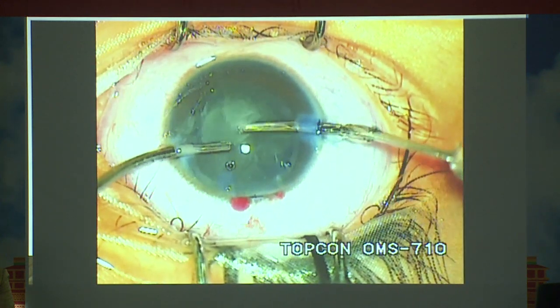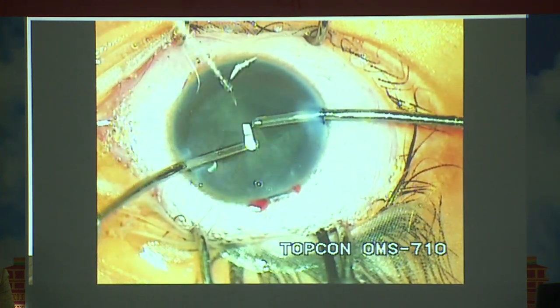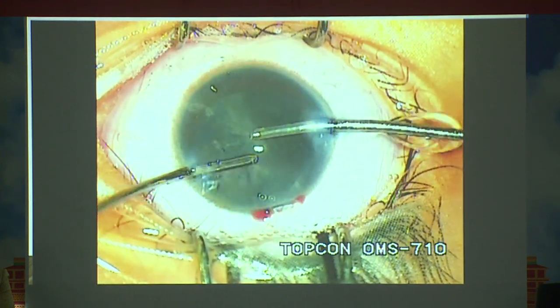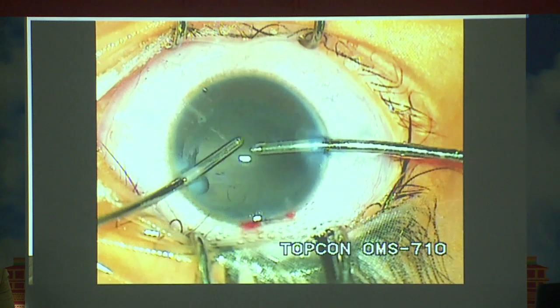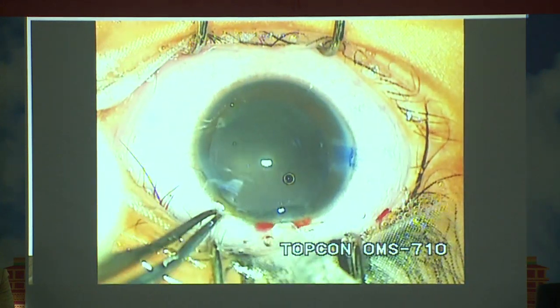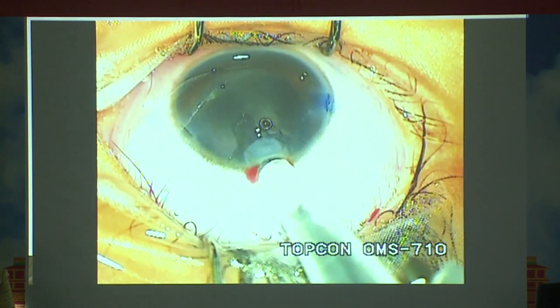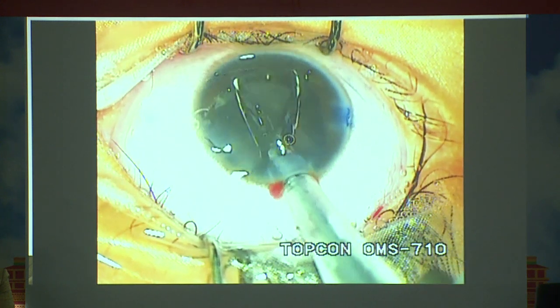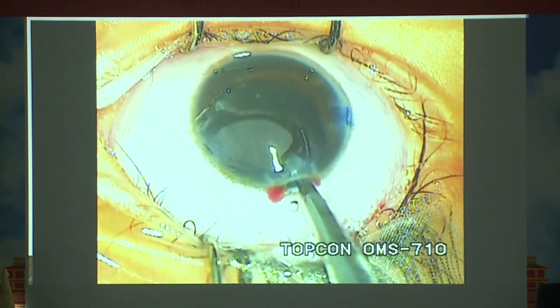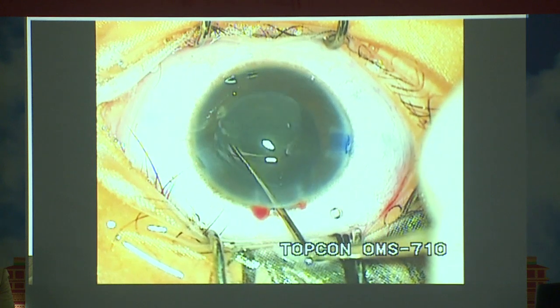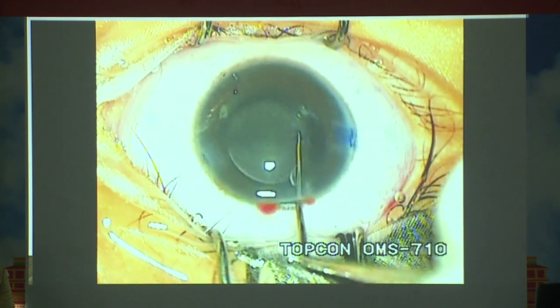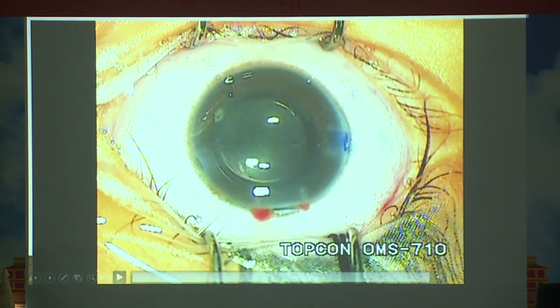Do a hydrodissection, and if the cortical matter is sticky, you can do a bimanual aspiration and be very careful and meticulous. You have to take all the cortical matter out. Do the anterior and posterior capsular polishing. Then you can place a hydrophobic in-the-bag IOL, a single piece IOL, which fits very beautifully. Never forget to hydrate the wounds and put a suture in these cases.